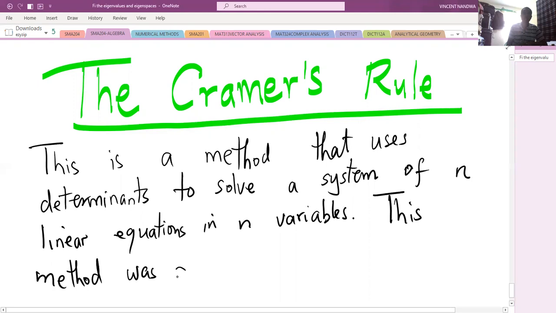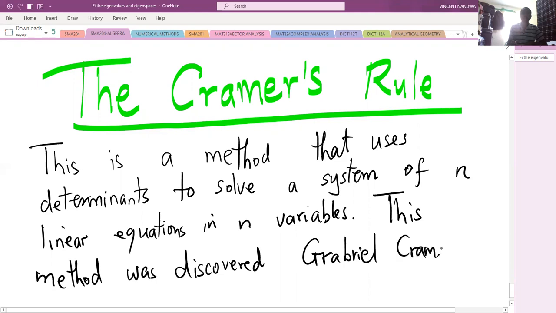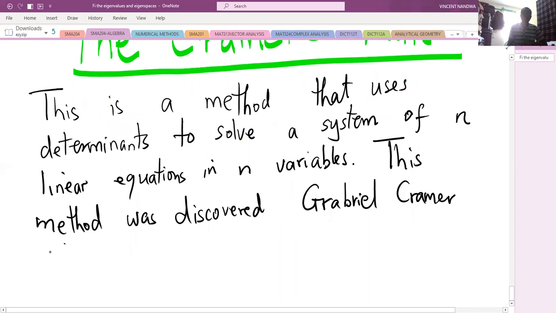This method was discovered by Gabriel Cramer, who lived from 1704 to 1752. So that's a brief introduction of the method.